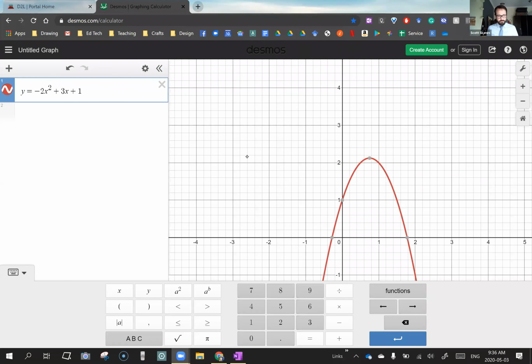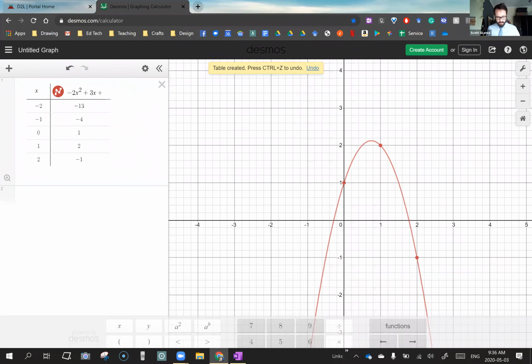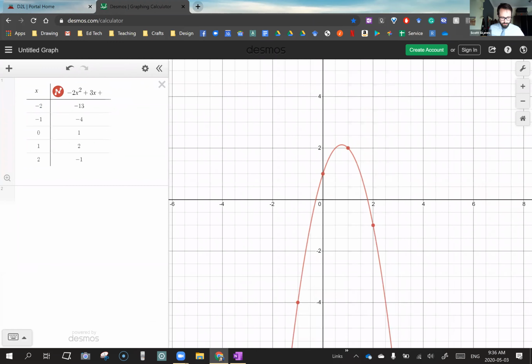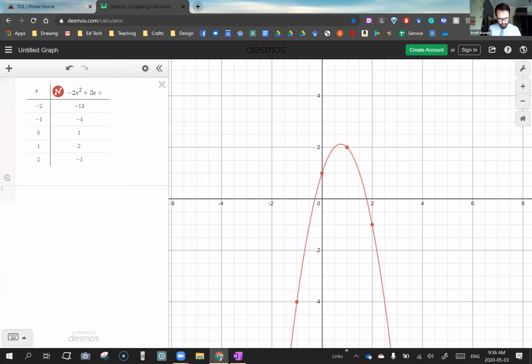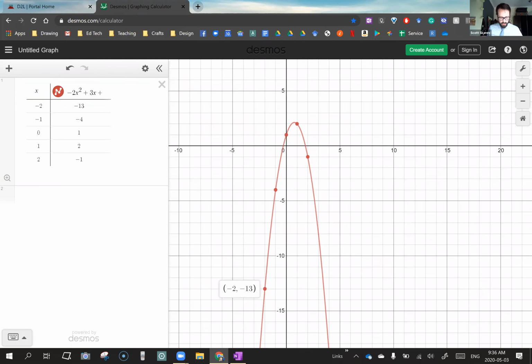This is our function. The nice thing is that we can actually make this into a table of values. You know, this function has been made from this table of values if we want it to. For example, if we put in the number negative 2, it gives back negative 13. If I put in the number negative 1, it gives back negative 4. If I put in the number 0, it gives back 1. If I put in the number 0.75, it gives back 2.125. And finally, if I put in the number 2, it gives back negative 1.